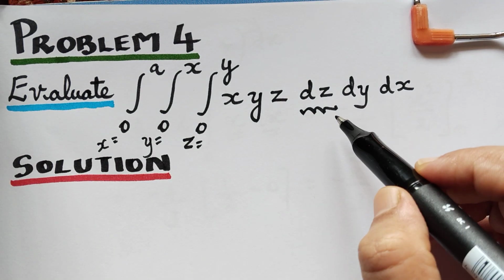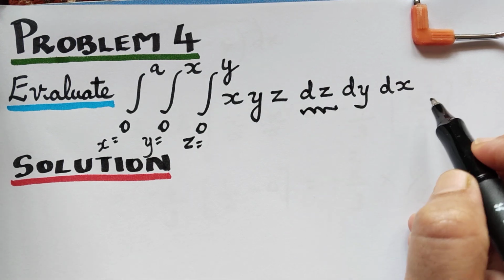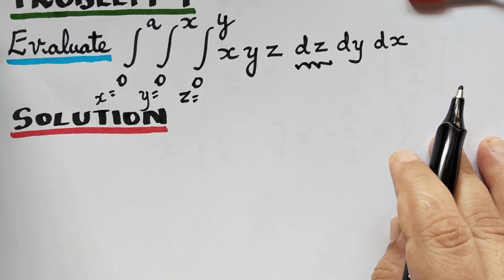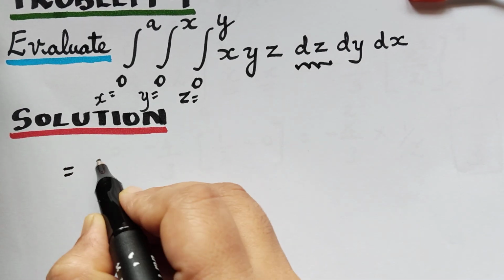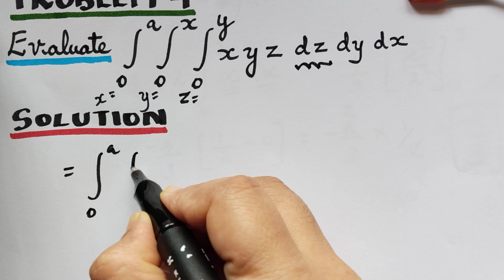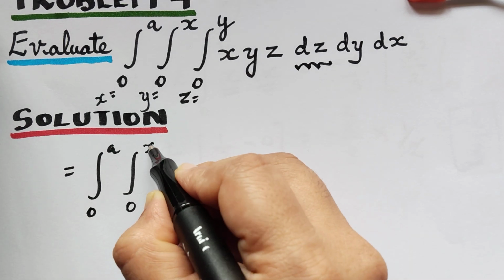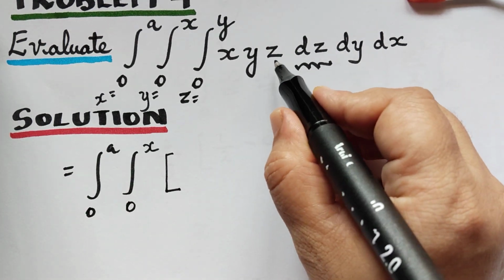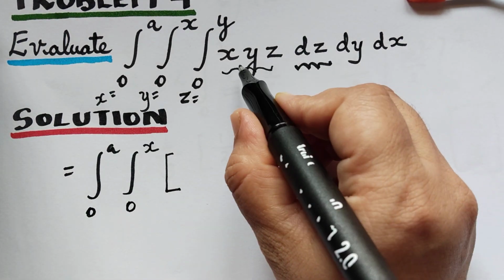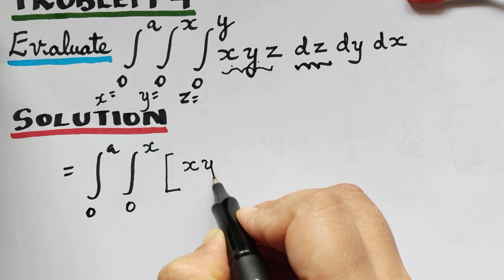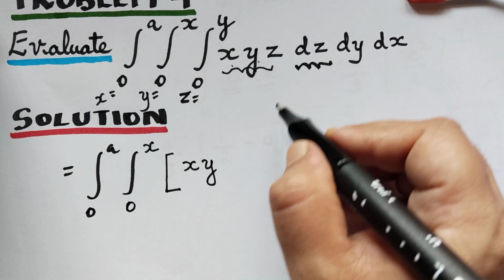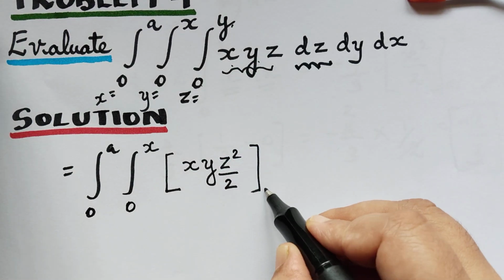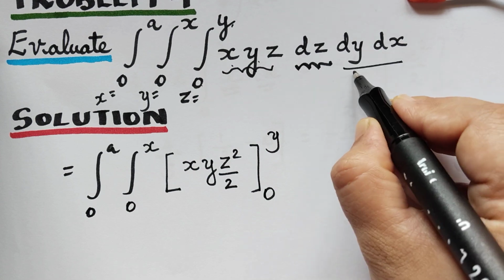So we can proceed to integrate the given function in the order that is given in the question itself, because it is given in the same order as the limits of the integral. Now first we have to integrate with respect to dz. The outer two integrals remain as they are, 0 to a and 0 to x. For the inner integral, we are integrating with respect to dz, so x and y will be treated as constants and come as they are. The integration of z is z square by 2, between the limits 0 to y.